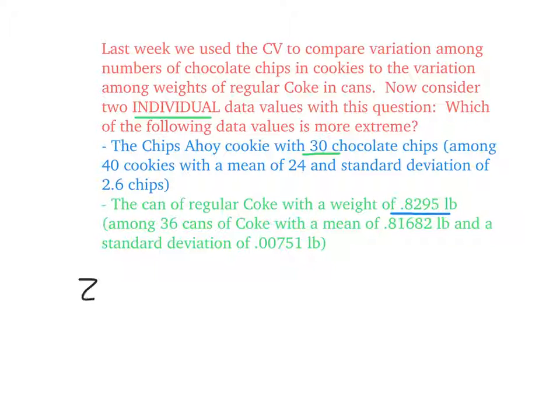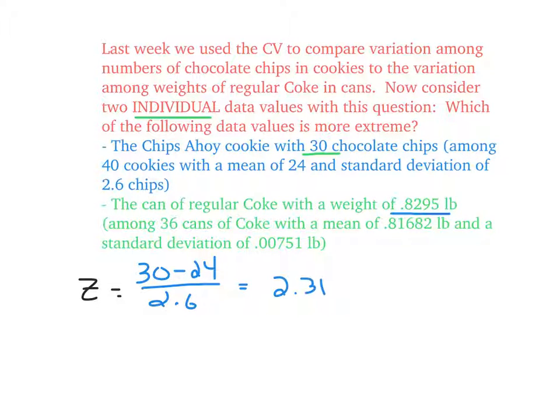Now here's how we can tell. We can do the z-score to tell us how far away each one is from its mean. So I'm going to do the blue one first, the Chips Ahoy. You take the data value they give you, which is 30, subtract the mean, and divide by the standard deviation, which is 2.6, to get your z-score. And when you punch all that in, you get a z-score of 2.31.